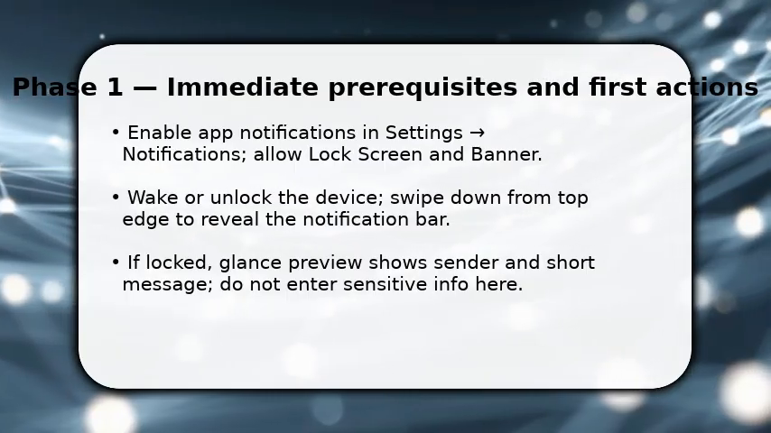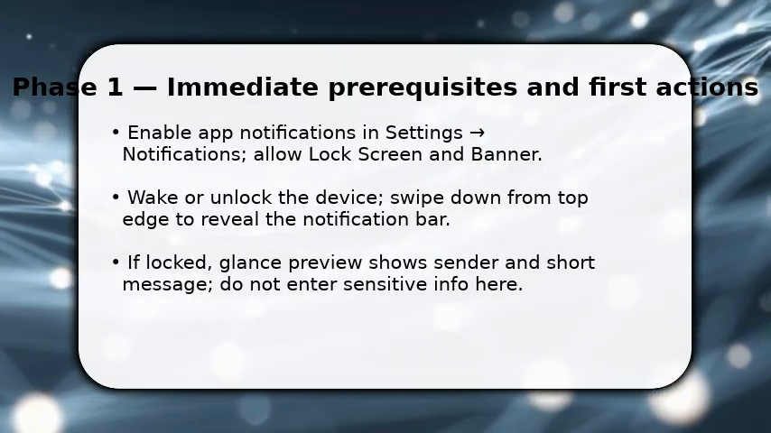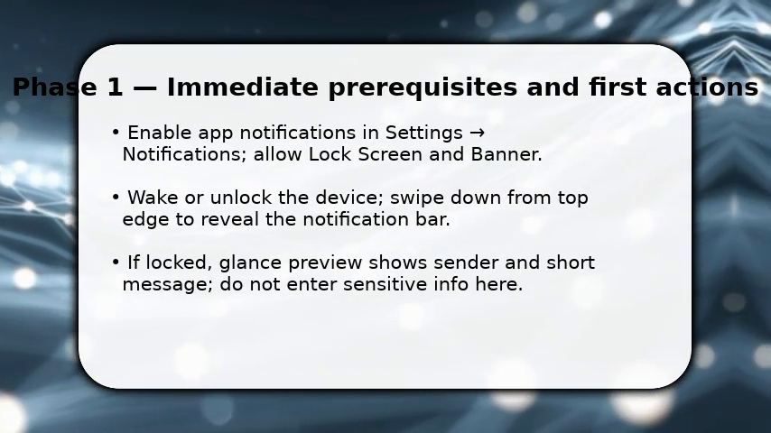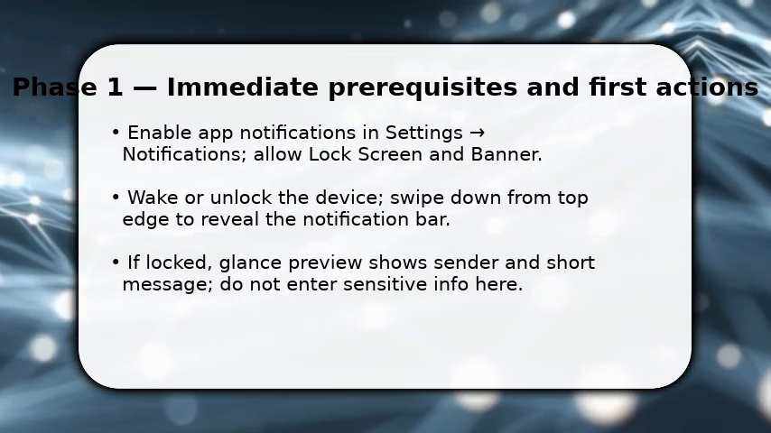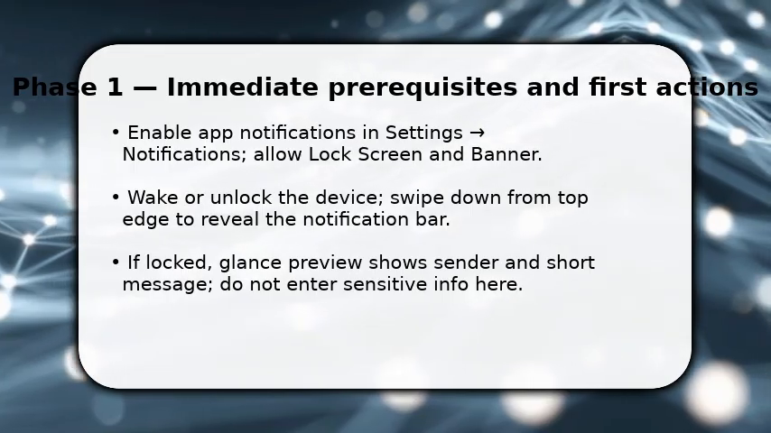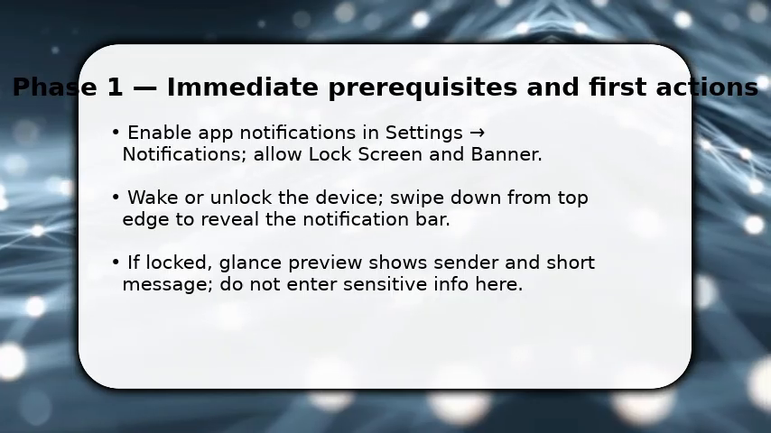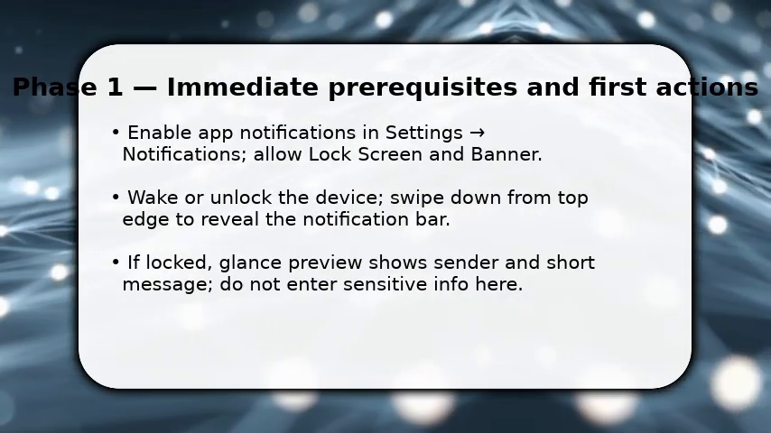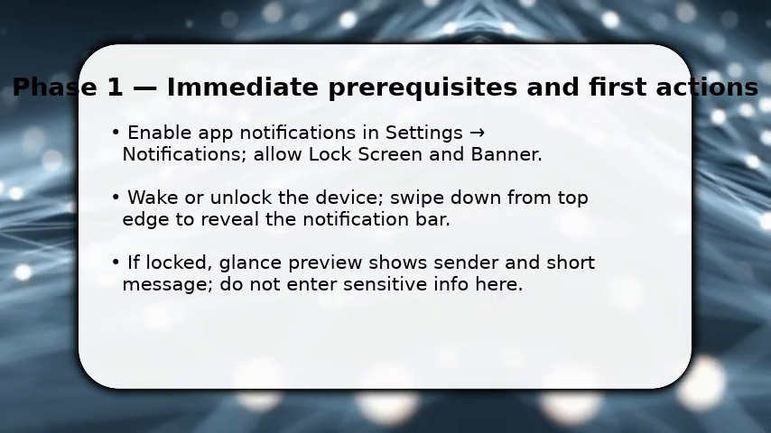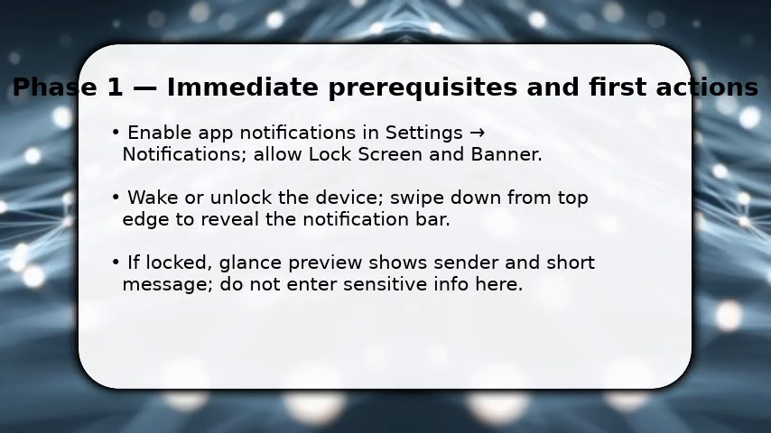You start by confirming notifications are enabled for the messaging app, because without that nothing appears. Once done, wake the screen or unlock the phone and swipe down from the top edge to open the notification bar. A quick swipe reveals recent alerts. Make sure to glance for sender name and short preview to decide next steps. This reduces taps. If you're on the lock screen, pause and check whether previews are shown before interacting.